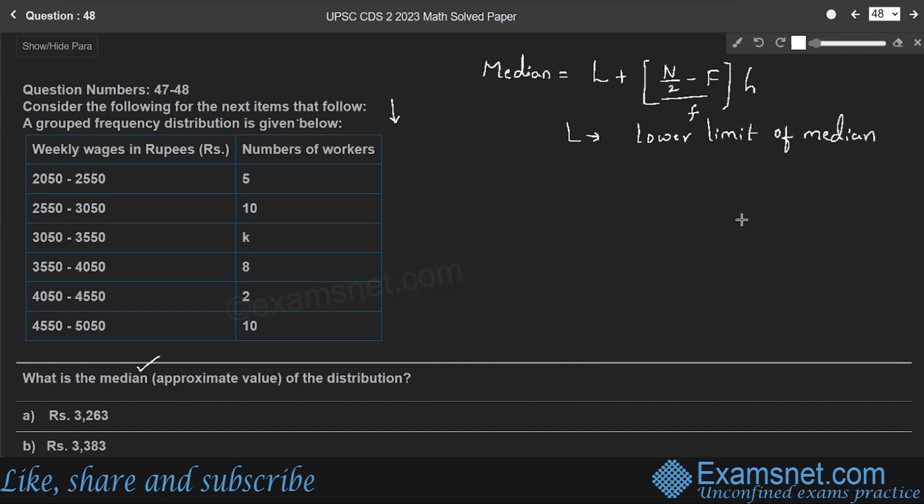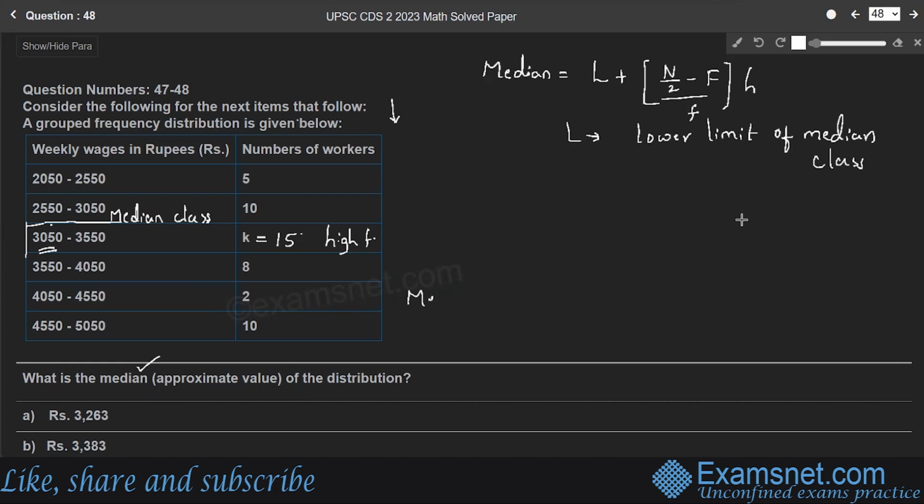So what is the median class? The class with respect to the highest frequency. In the previous question, we calculated K as 15. This is the highest frequency. Highest frequency is 15. So its corresponding class interval is nothing but the median class, 3000, this is the median class. Therefore, the value of L, the lower limit, is 3050.